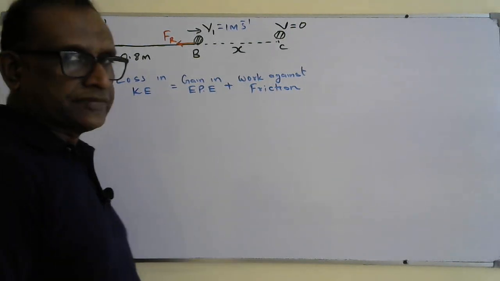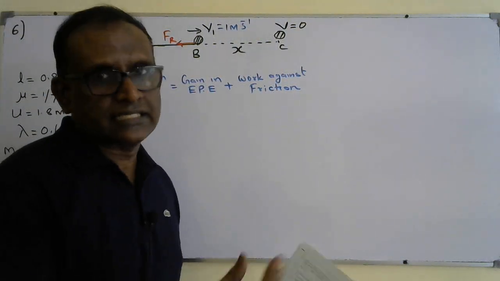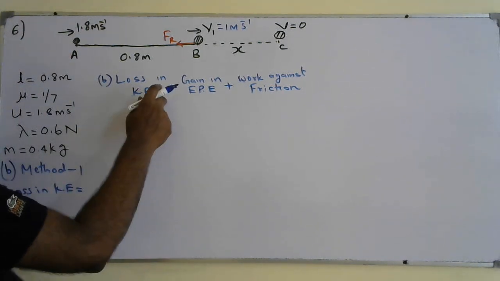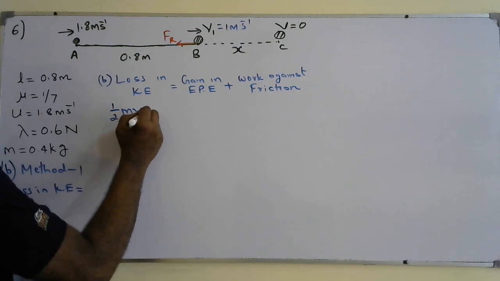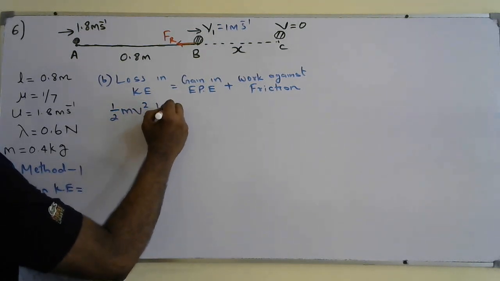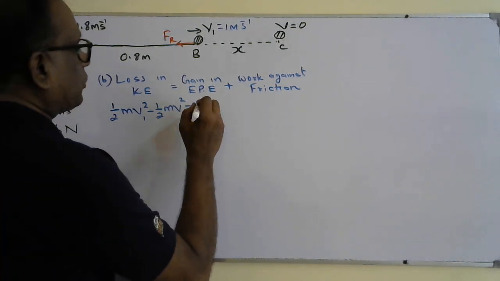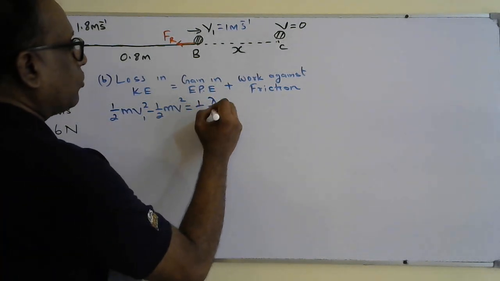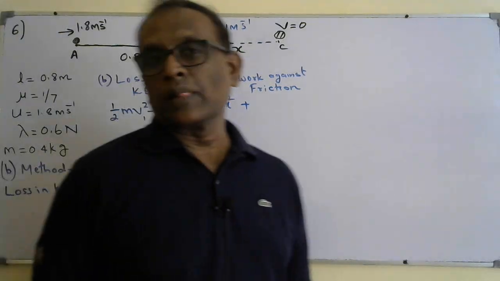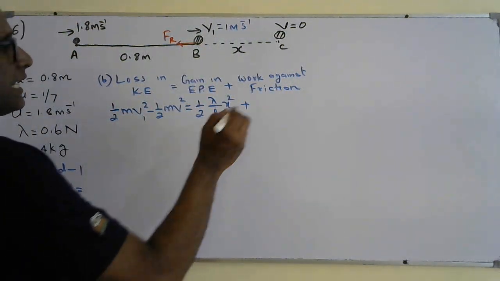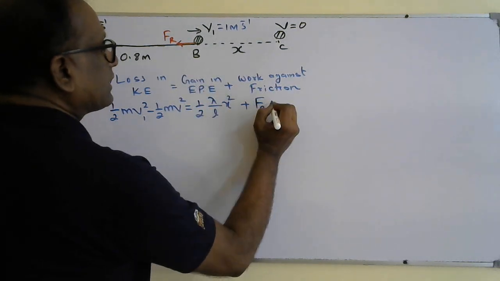Due to work done against friction, sound and heat come. Work done against friction means friction force times distance moved. Loss in kinetic energy is the initial kinetic energy, half m v1 squared minus half m v squared, and v is anyway 0. Gain in elastic potential energy is half lambda over L x squared, that's given in the data book. Then work done against friction is Fr, the friction force, times the distance moved from B to C, that is x.